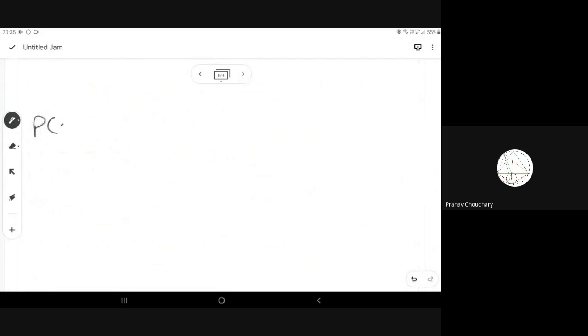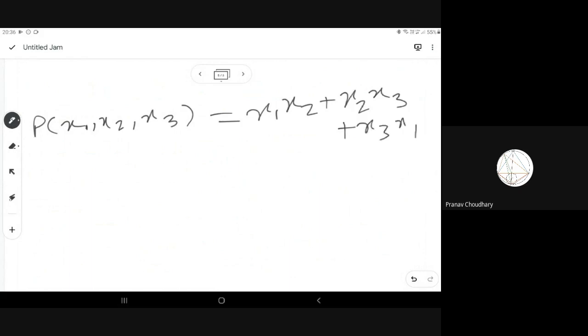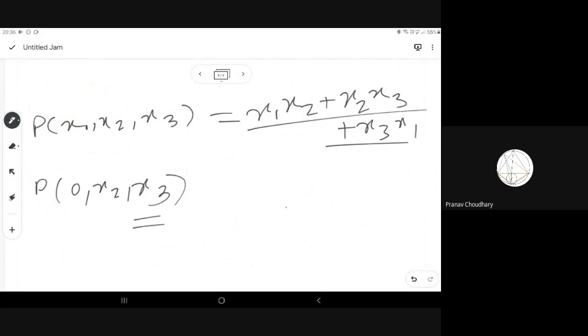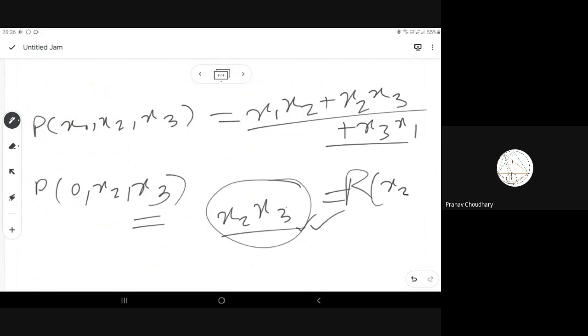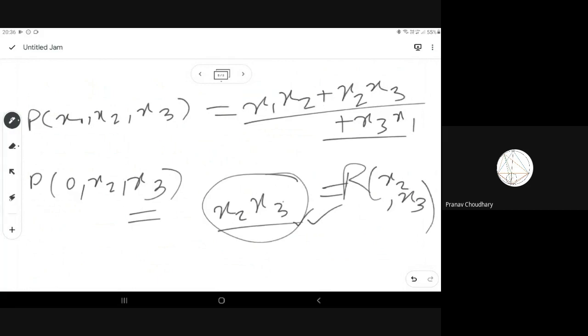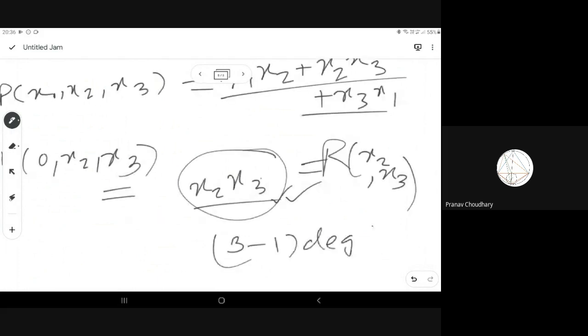So suppose it's a 3-variable polynomial, and p of x1, x2, x3 is x1 x2 plus x2 x3 plus x3 x1. This does not satisfy the condition, but let's just say this is the polynomial, right? So what is p of 0 comma x2 comma x3? It's basically just x2 x3, right? So now x2 x3 is a polynomial in x2 and x3, and it is a 3 minus 1 variable polynomial, and the problem must satisfy the condition that if x2 equals x3, then this polynomial becomes 0, right? Do you get the point?